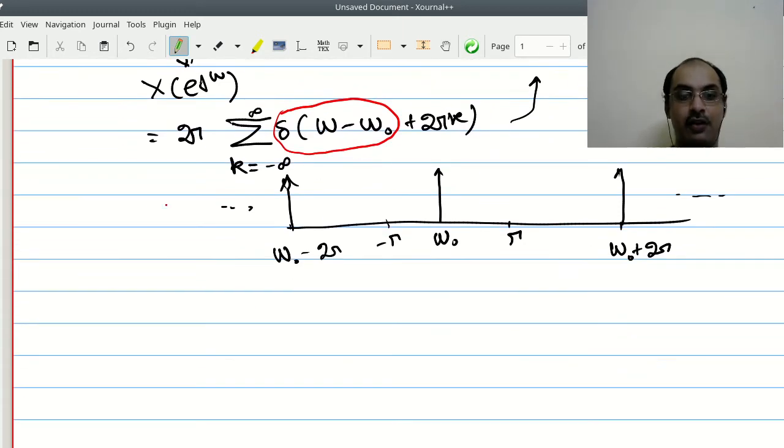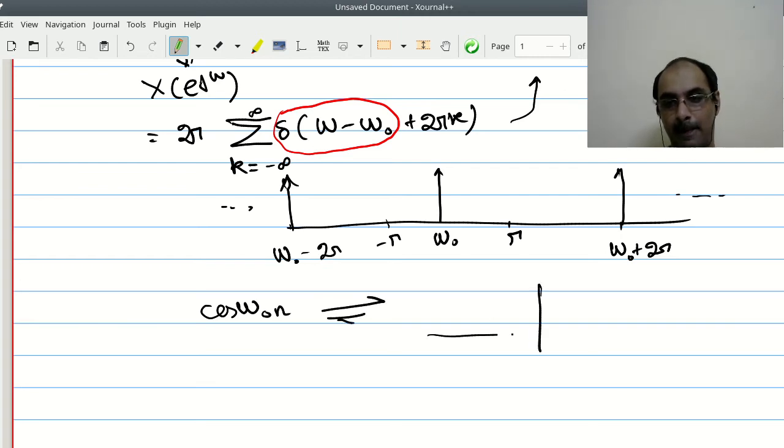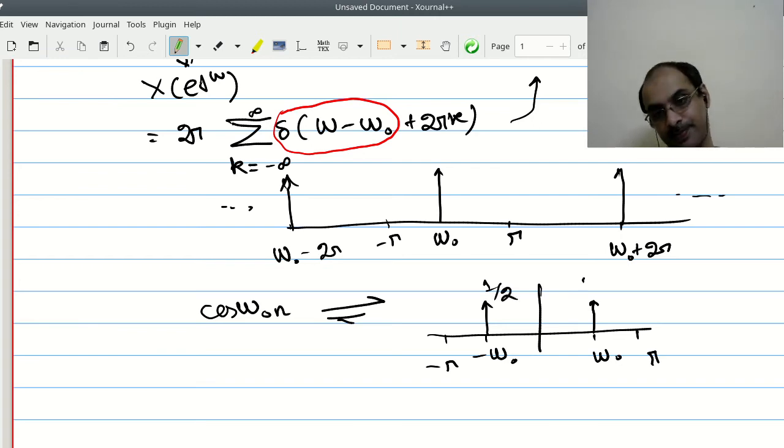Which means that for periodic signals like cos omega naught n, the DTFT is going to be, let's say this is minus pi to pi, and I am already assuming that omega naught is a number between minus pi and pi, we'll have an impulse at omega naught and an impulse at minus omega naught, with weight half each. So notice that we are able to define the DTFT for sequences which are not absolutely summable.